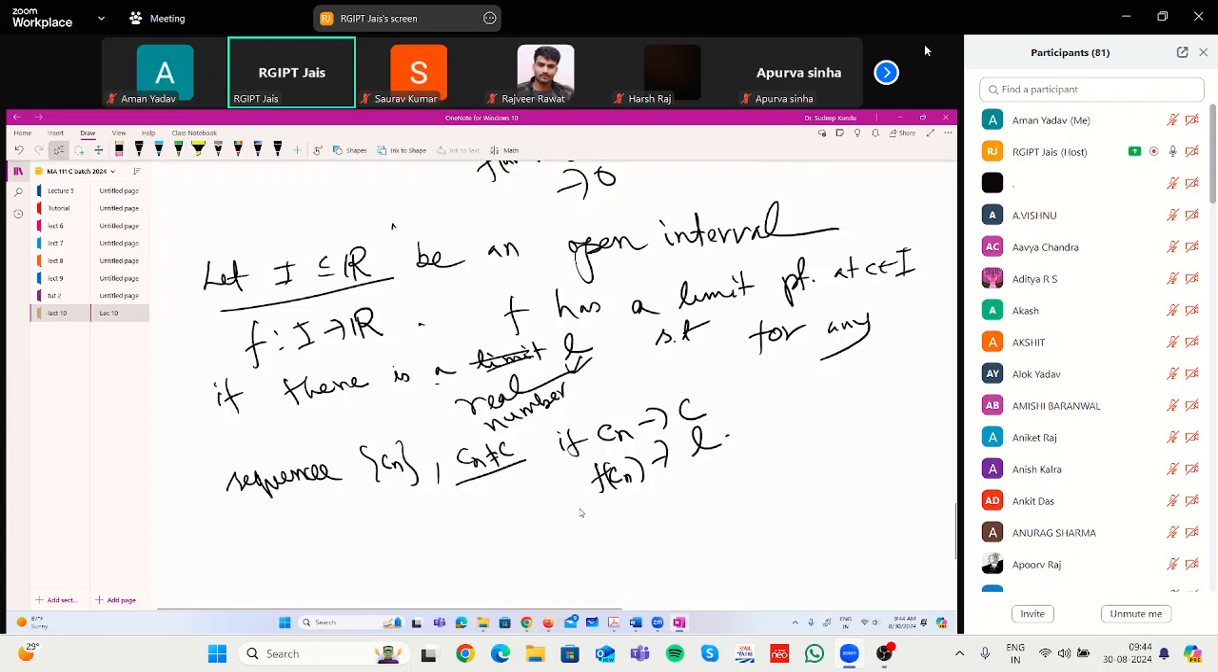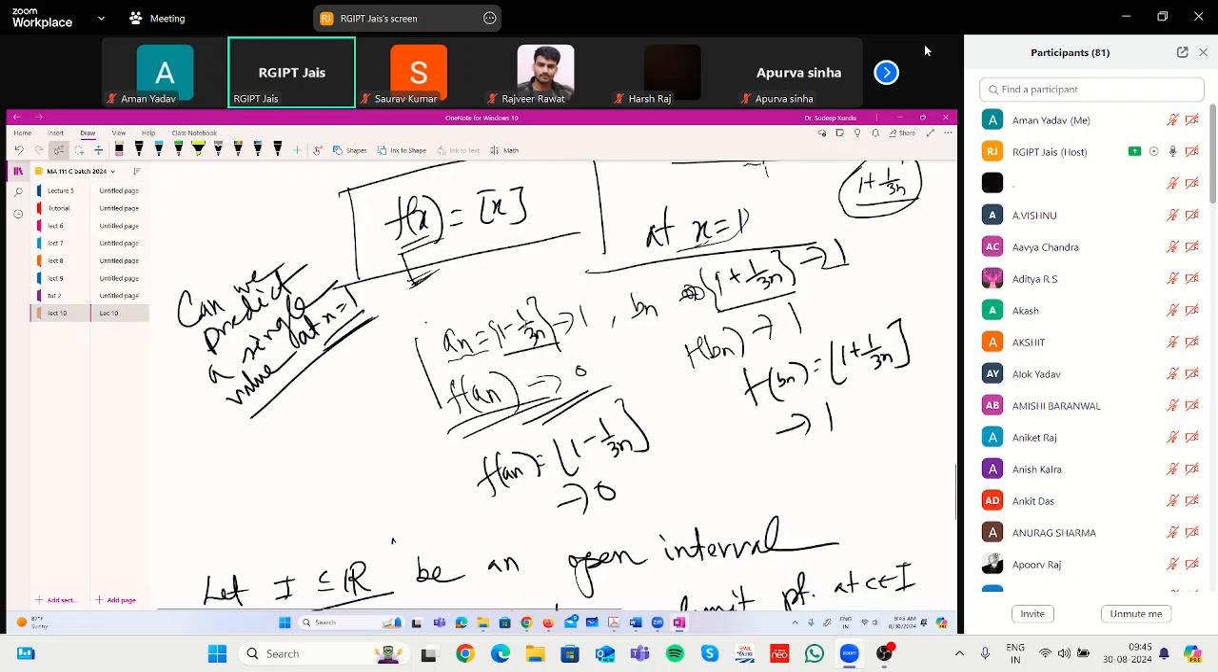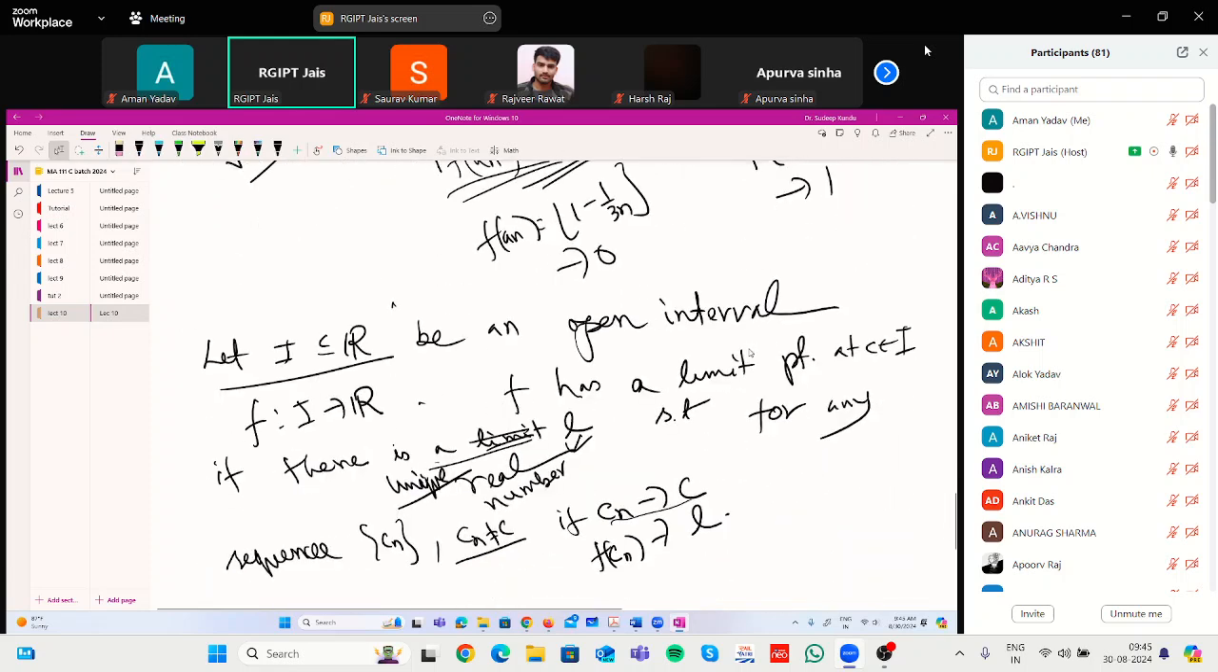And L is unique. The examples above violate this definition. You have chosen two sequences a_n and b_n which converge to c; here in the above example, c is 1. But for f of c_n, in one case L is 0, in another case L is 1. That cannot happen, so L should be unique. Is it clear?